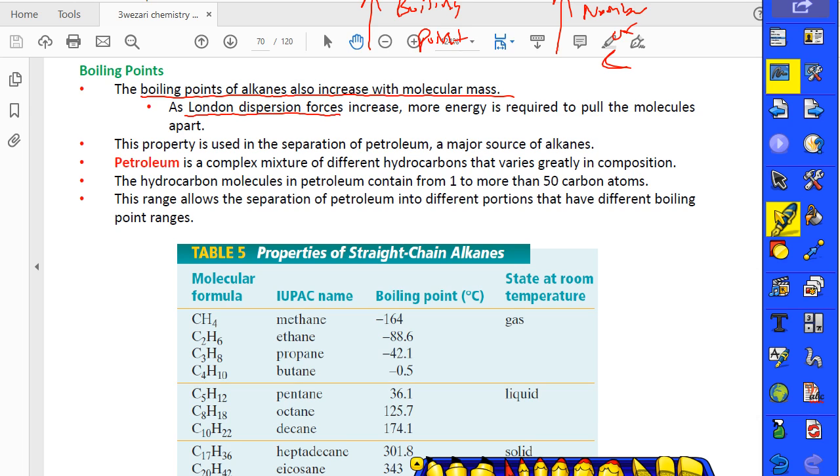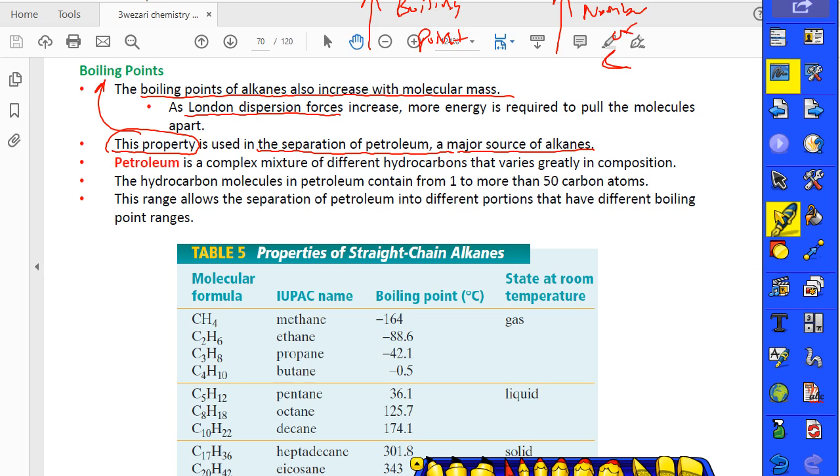As I told you, London dispersion force is also important, and you have to know that one. Boiling point and the attraction between the particles are related. If you have a high attraction, it has a high boiling point. If the number of carbons increases, there will be a higher attraction, which needs higher energy. It means it has a high boiling point. This property is used in the separation of petroleum, the major source of alkanes. We can use the difference of boiling points to separate them.